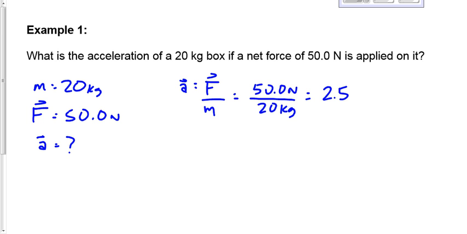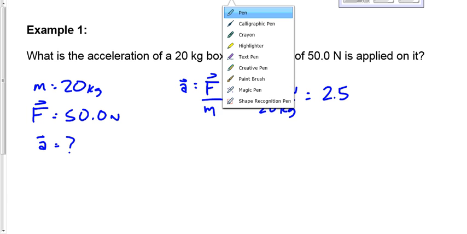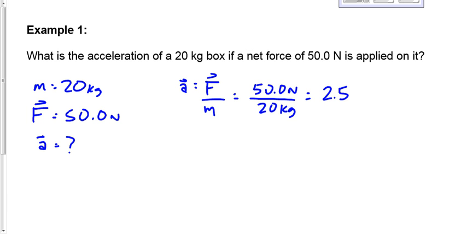How many digits should it be? If we look at this, that's how many digits? This is 3, 2 and 3. Final answer should be the least precise piece of data, which is 2. So we're going to leave it as 2.5. And the units, of course, would be meters per second squared.